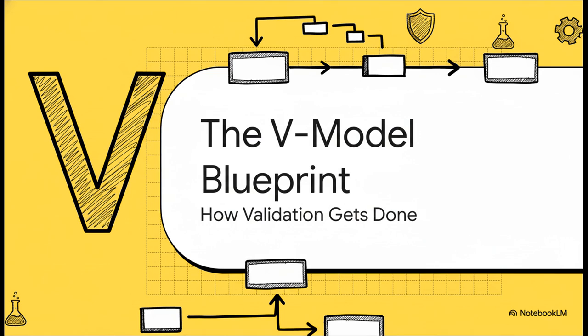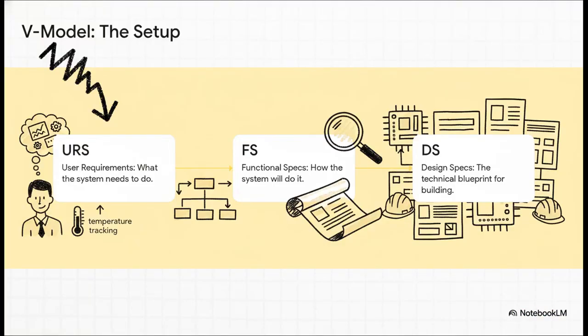Okay, so that covers the what and the why, but how do companies actually do this stuff? Well, the industry standard playbook is called GAMP 5, and the core of it is a method everyone knows as the V model. Think of the V model like, well, a V. You start by going down the left side. This is the setup, the planning phase. You start with user requirements.